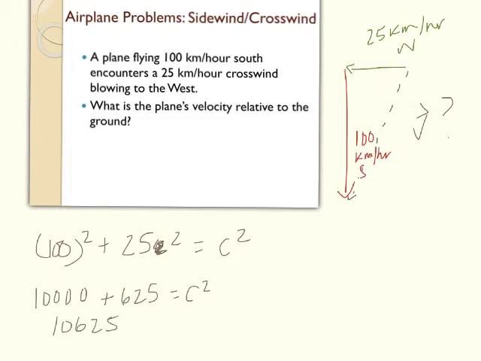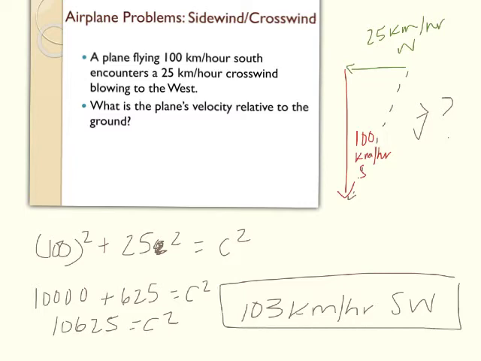or 10,625 equals c squared. So we need the square root of 10,625, which is 103 kilometers per hour. What am I missing? Hopefully you are saying direction, and that should be southwest. Alright? So, let's apply this to another situation where you might run into these sorts of things.